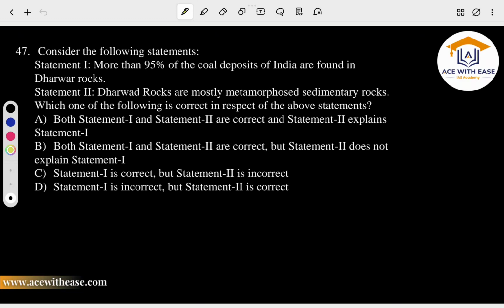again is assertion and two statements. More than 95% of the coal depositions in India are found in the Dharwar rock. So this is wrong because they are usually found in the Gondwana rocks rather than the Dharwar rocks. Dharwar rocks are mostly metamorphosed sedimentary rocks. So this is partially correct because of the Archean and the Proterozoic era, this metamorphism is affecting the Dharwar rock. So they are not present in the sedimentary rock, but in the metamorphosed sedimentary rock. So statement 1 is incorrect and statement 2 is correct.